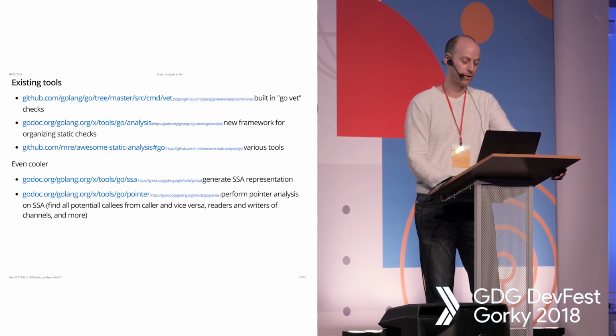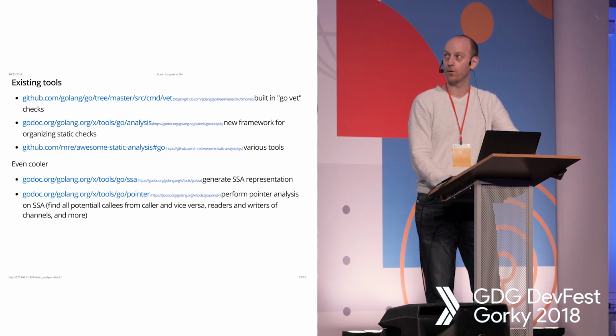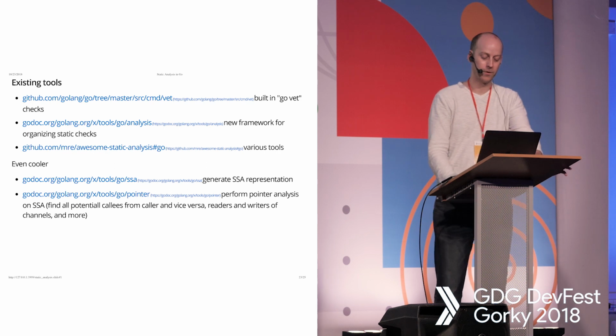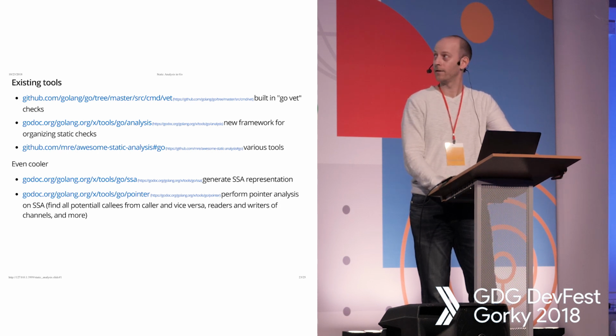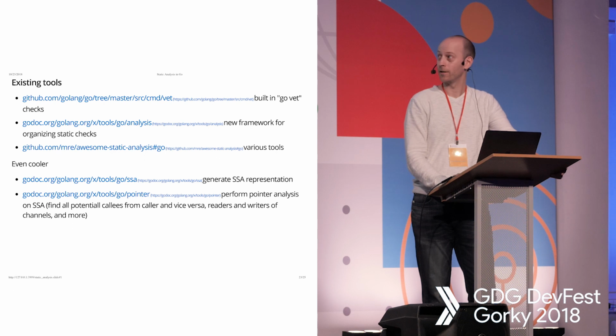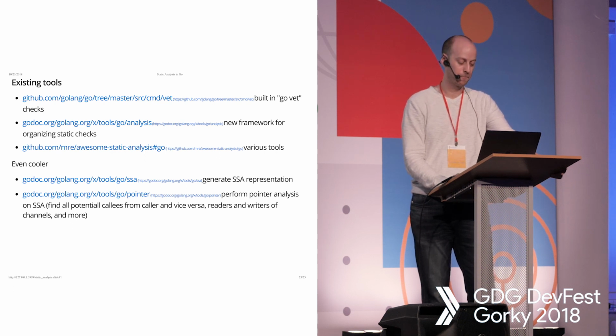And then finally, I want to mention one more thing. If you're interested in this and you want to look at something even cooler, there's some packages in the Go tools repo that will generate the static single assignment representation of your code. And then there's some other packages to do some analysis on that. Basically, that's a special form of code that compilers often use. And if you put the code in that form, it makes it easier to do certain kinds of advanced analysis. So that's kind of an even more advanced topic. I'm certainly not an expert in that, but I'm definitely going to look into it myself. So if you're interested, I recommend it as well.